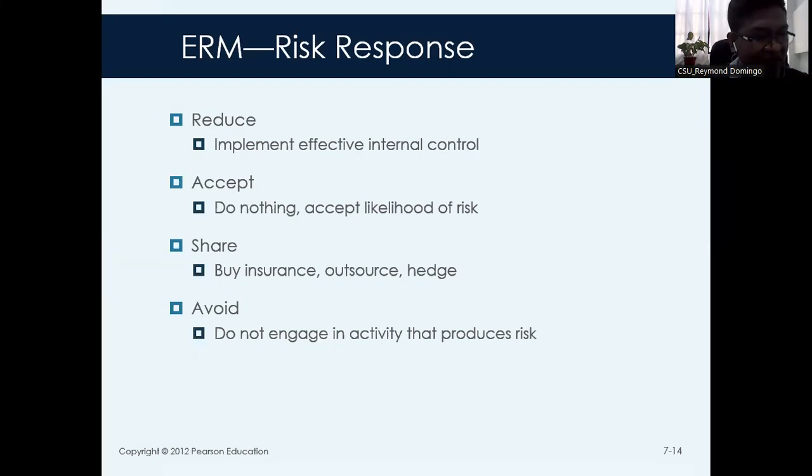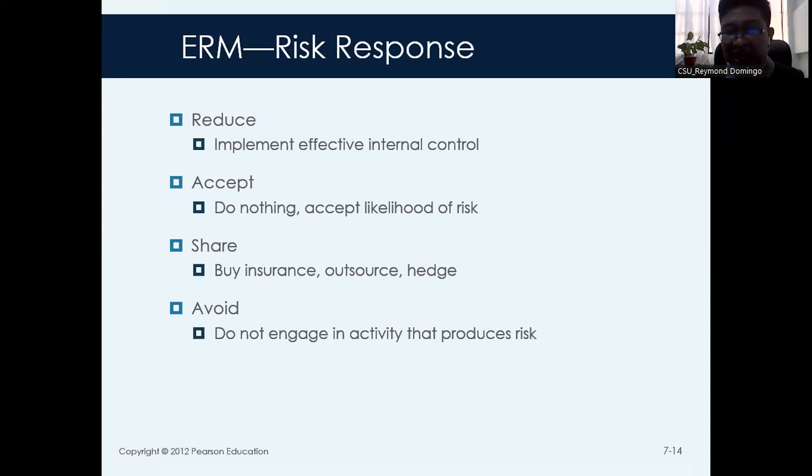And then what will be our risk response? If after identifying the risk, of course, we have to make our response on those risks. Kasi kung nakita na natin na nandyan yung risk tapos pinabayaan mo lang, kalokohan na yon. Isn't it? Okay, so therefore, anong gagawin natin with those risks? Either we reduce it, accept it, share, or avoid.